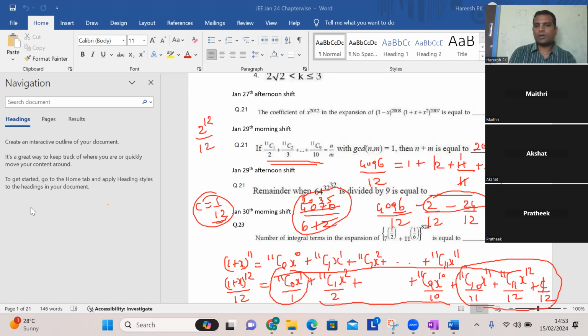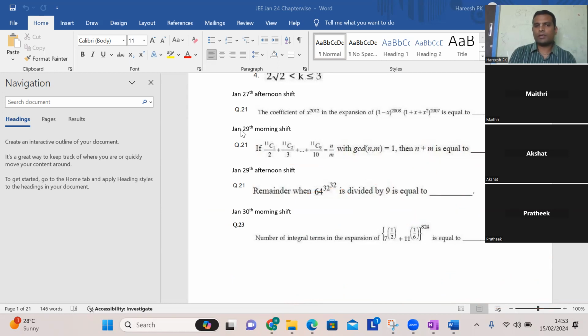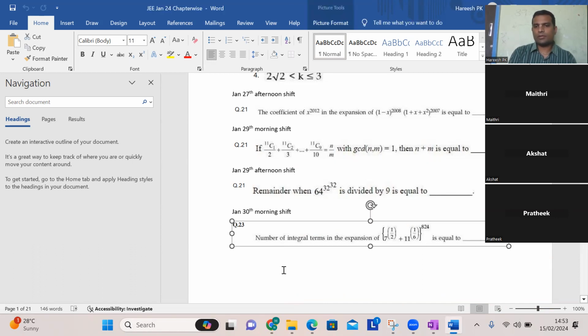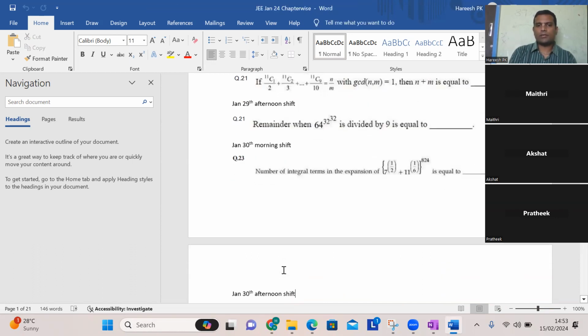Any doubts on how to solve this? Akshat, anything you want to ask? Is it clear? Pratik, Shravan, anything you want me to repeat? Yeah. No, sir. This was really easy question. It doesn't take even 5 seconds to solve this.